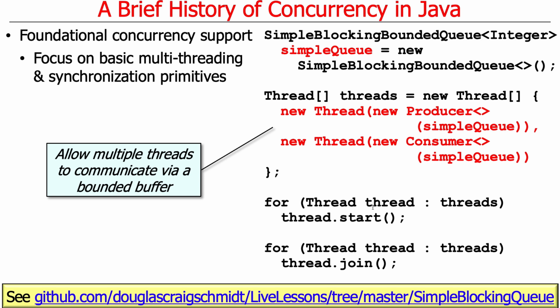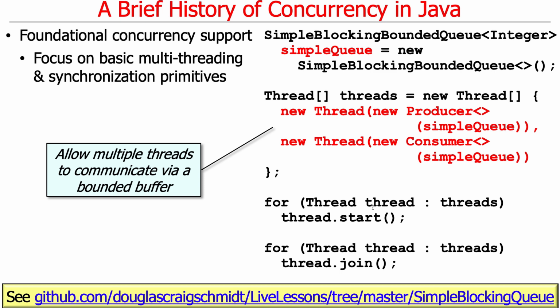Here's a very simple example, not unlike your programming assignment. This example creates a bounded blocking queue, and then it creates two threads. One thread will produce data and enqueue it into the simple blocking bounded queue until it fills up. And the other thread will read data out of the queue until it's finished. If there's nothing in the queue, it'll block till there's something there. So it's basically a classic producer-consumer style problem.